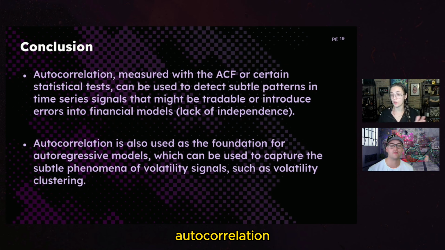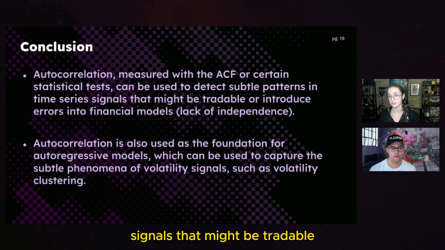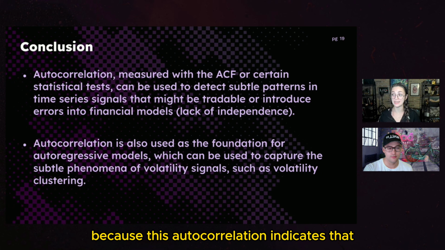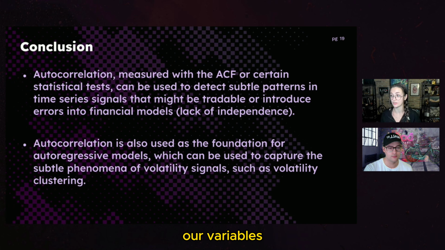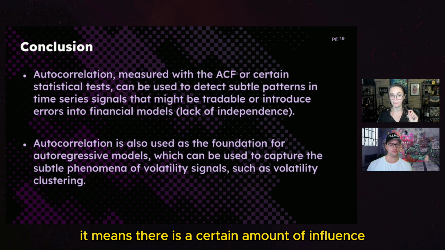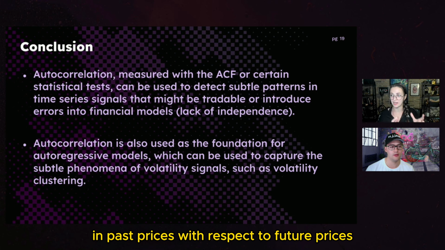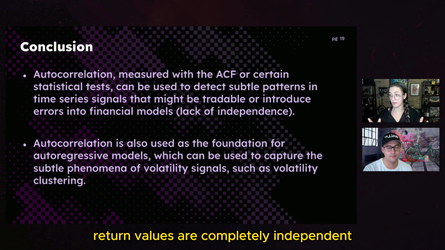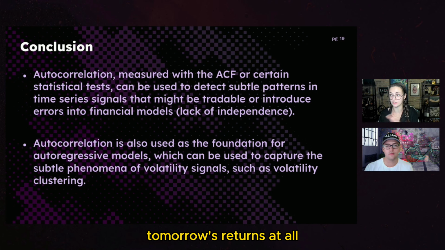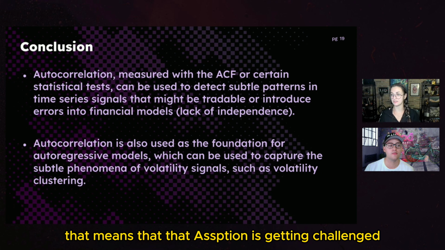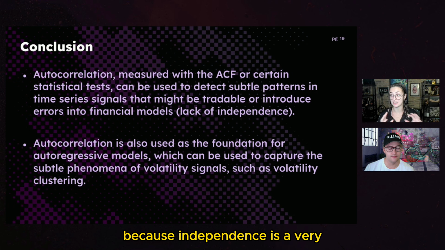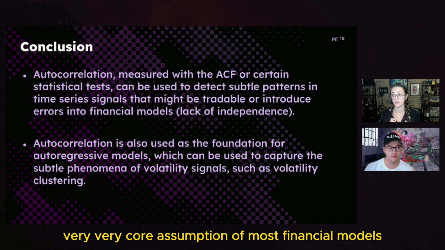Just to conclude, autocorrelation measured with the autocorrelation function or certain statistical tests can be used to detect subtle patterns in time series signals that might be tradable or introduce errors into financial models. Because this autocorrelation indicates that there's a lack of independence between our variables. If we measure significant autocorrelations, it means there is a certain amount of influence of past prices on future prices. While we normally assume that return values are completely independent, and today's returns don't influence tomorrow's returns at all, when we measure autocorrelation, that assumption is getting challenged. So we need to definitely be aware of that when it comes to financial models, because independence is a very, very core assumption of most financial models.